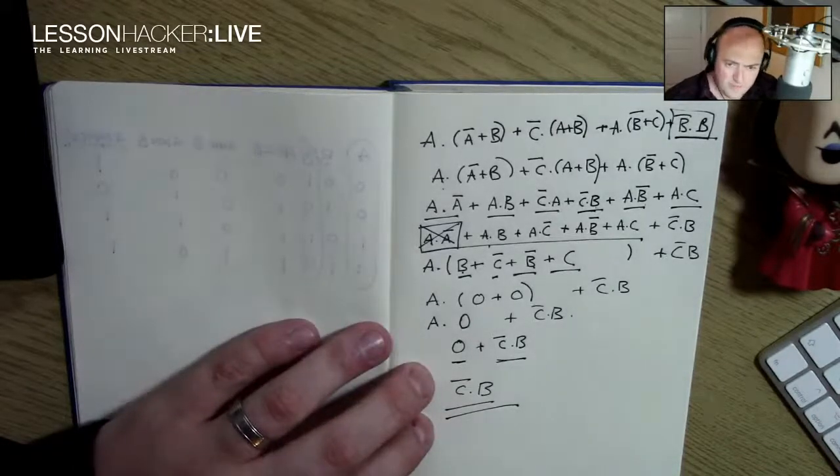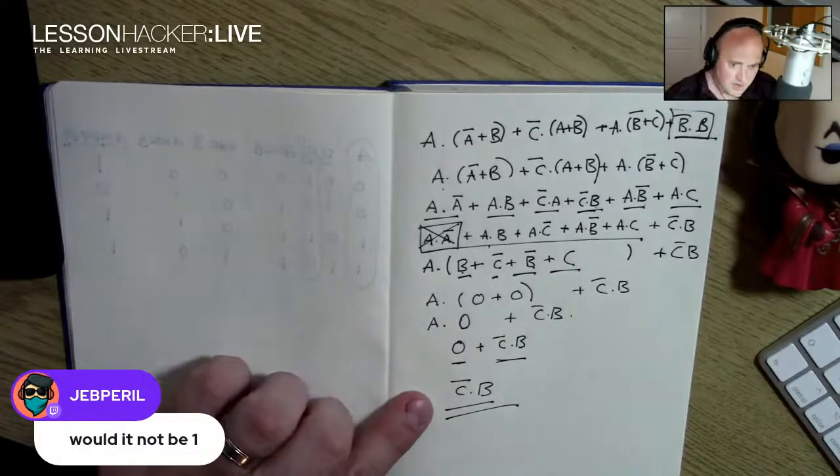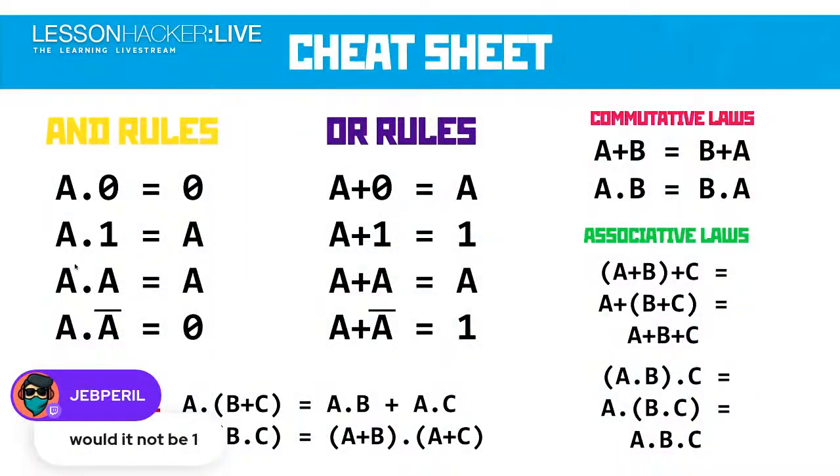We've got a question here. Would it not be 1? Let's have a look. A and 0. If we have a look at the cheat sheet here, A and 0 is up here, look. Okay, so A and 0 becomes 0. It would only become 1 if it was A or 1 over here. And I don't think we've got that in there.